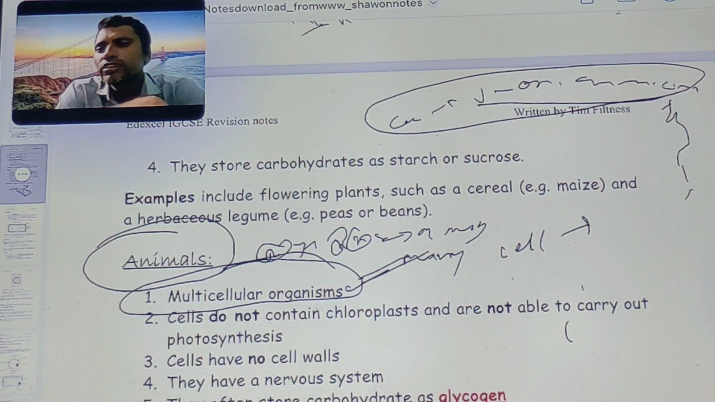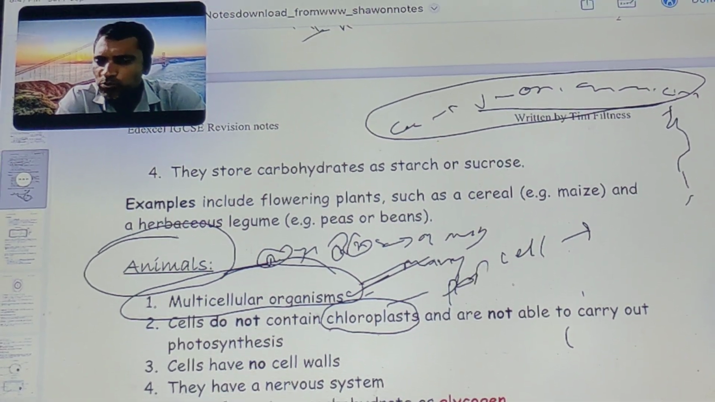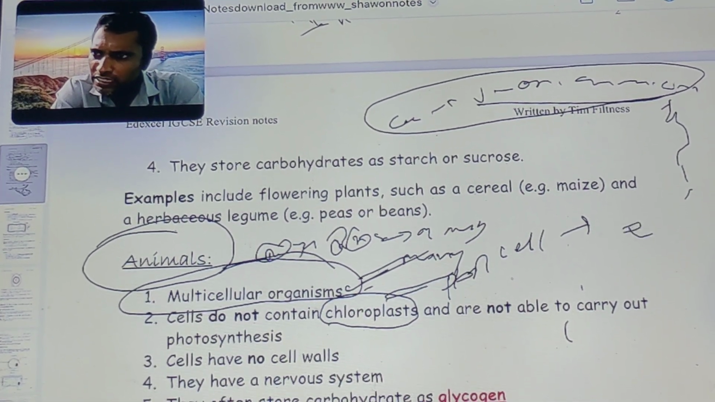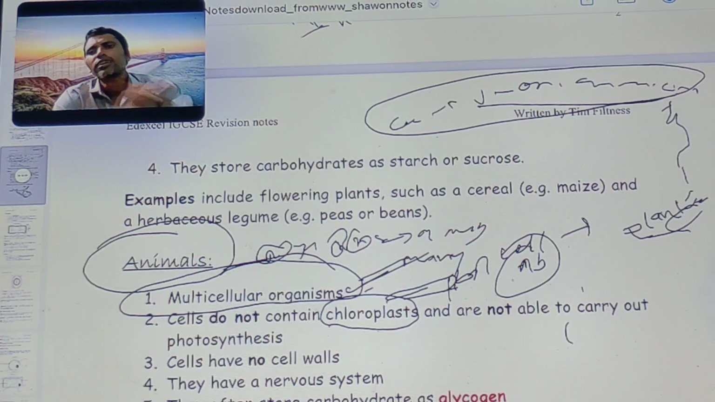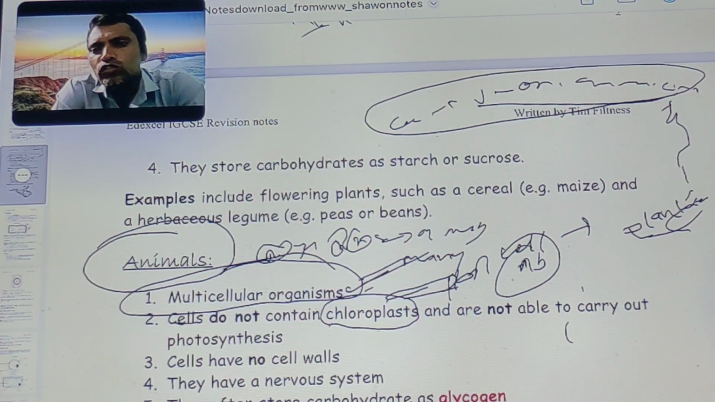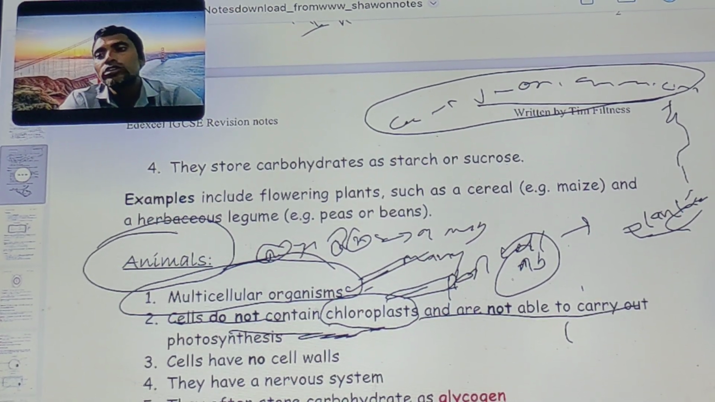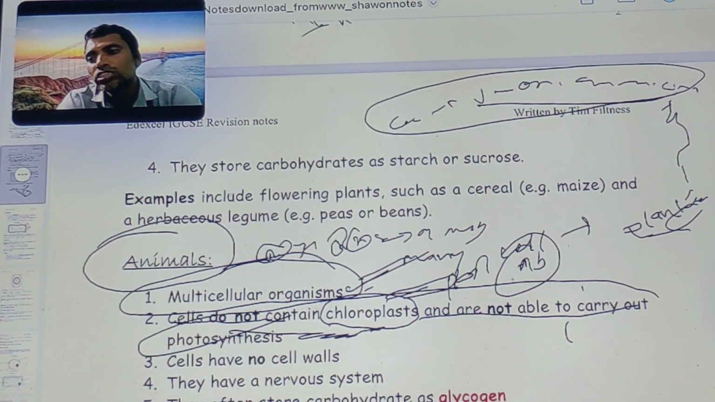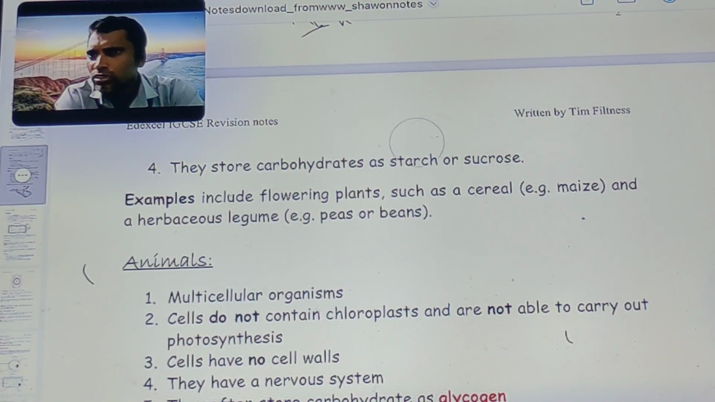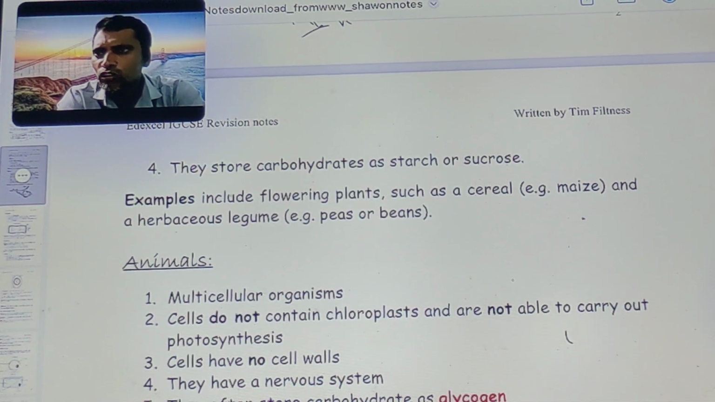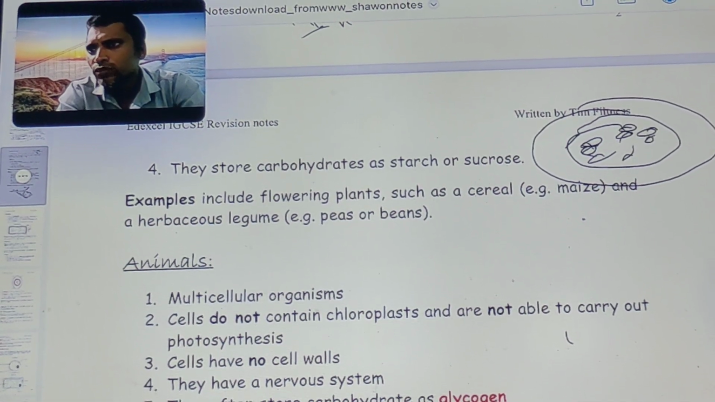The animal cell does not contain chloroplasts. Chloroplast is present in the plant cell, and absent in the animal cell. The second point: the cell does not contain chloroplast and is not able to carry out photosynthesis. If chloroplast is absent, photosynthesis will not occur. When chloroplast is present, photosynthesis will occur.